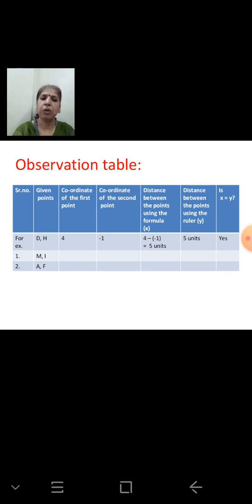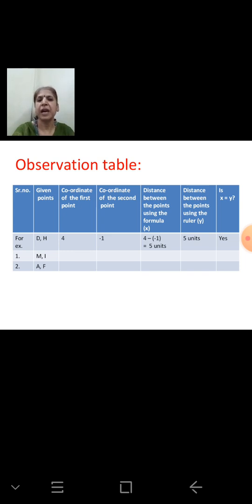And then take the ruler and measure the distance between those points. And you will be getting the same, that is 5 centimeters, if you are taking unit distance 1 centimeter. Is x equal to y? Same you are getting the answer? Yes. So yes.